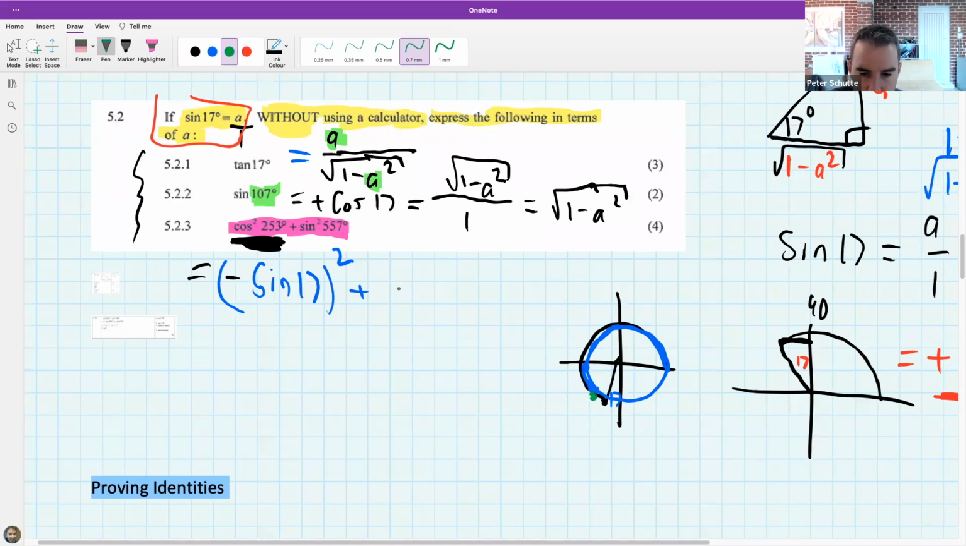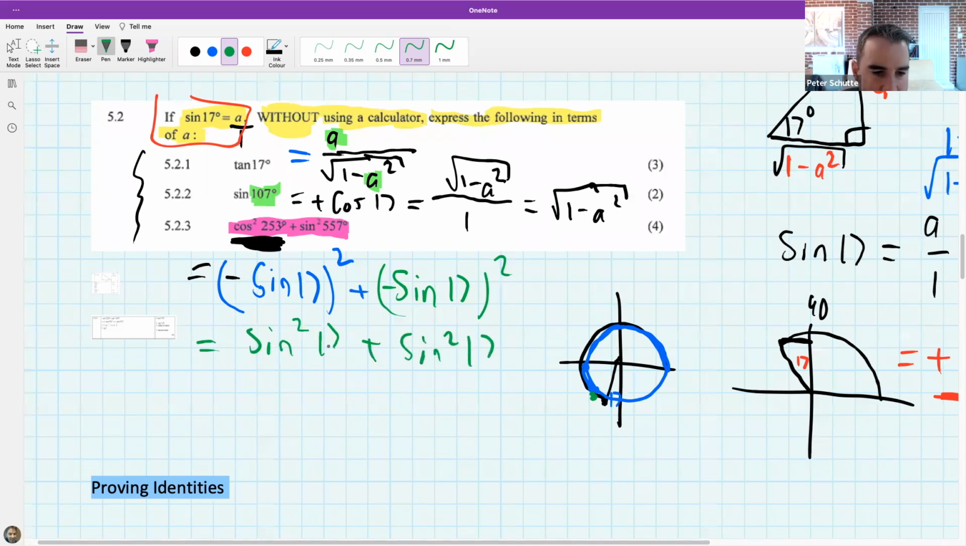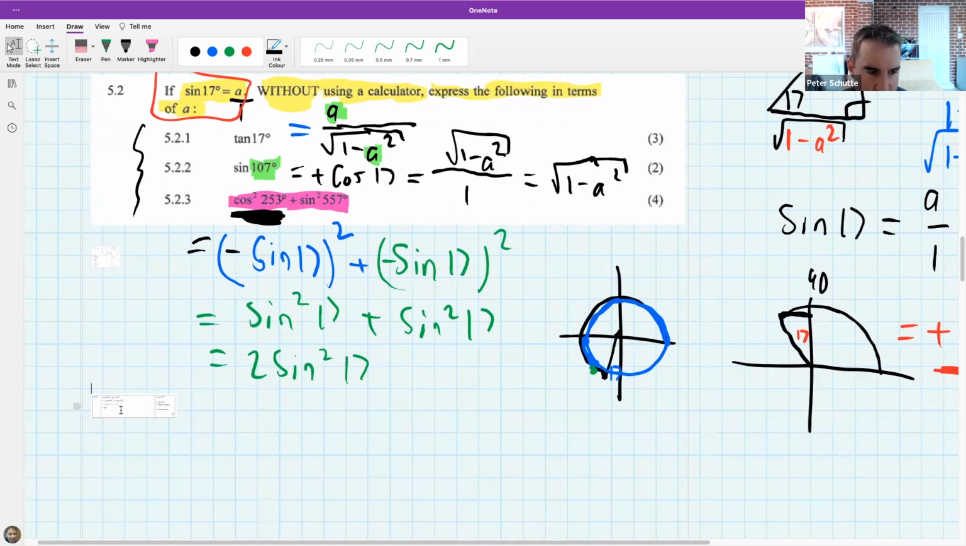So this is going to reduce to negative sine 17, and then that's also going to be squared. And so the final answer here is going to be sine squared 17 plus sine squared 17. Let's just check my answers, and then it's going to be 2 sine squared 17. And then I have to evaluate that. I think I might have lost a couple of you, so I'm going to pull up the big answers so that we can kind of go over them.